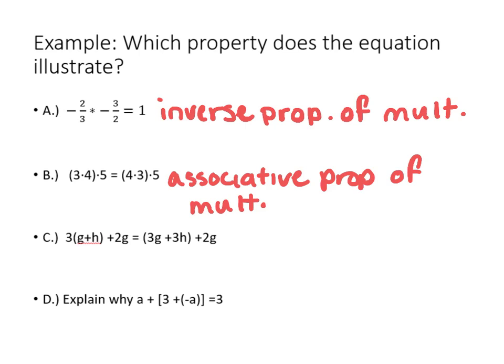For the next example, the 3 is being moved into the G and the H from here to here. This is what's called the distributive property because you're multiplying it in.